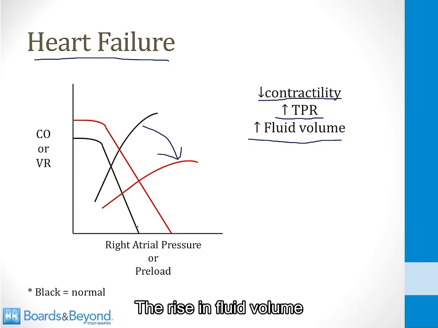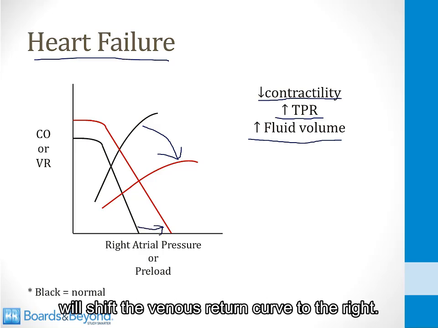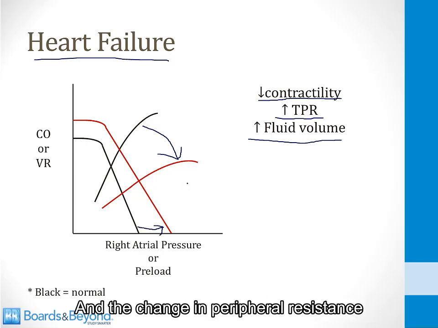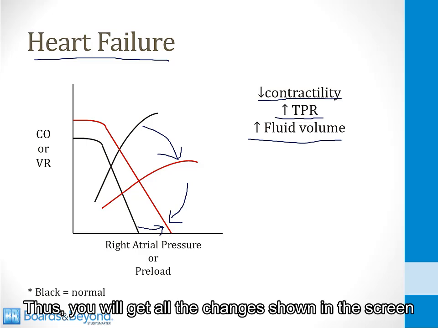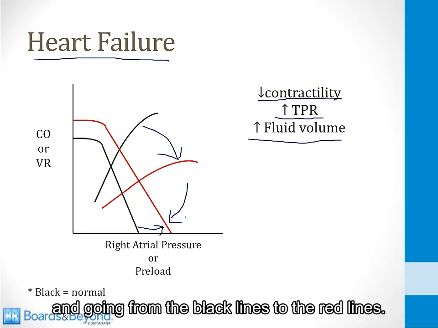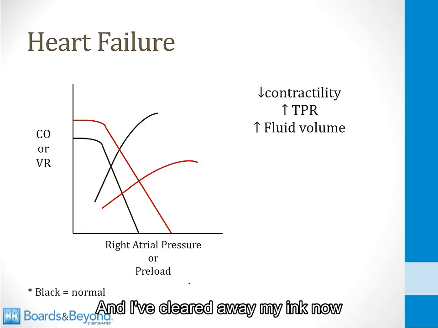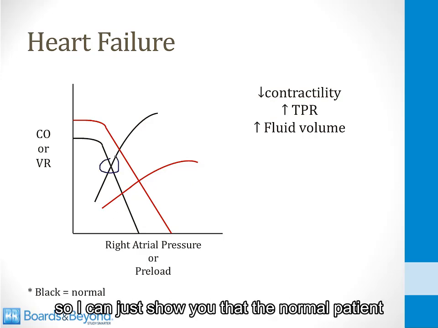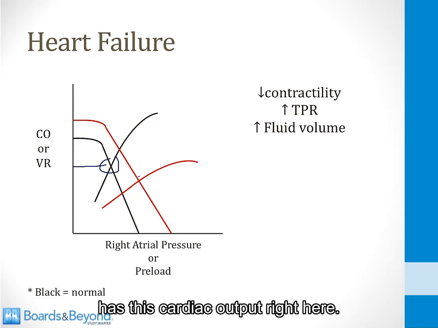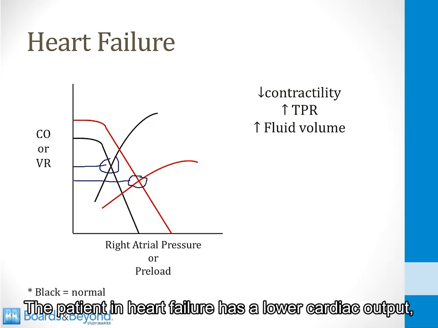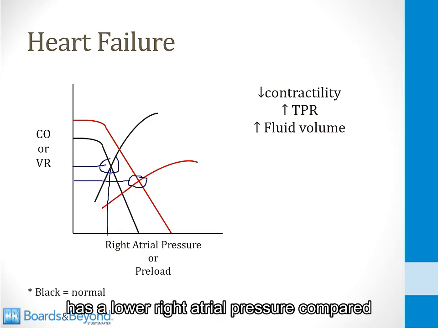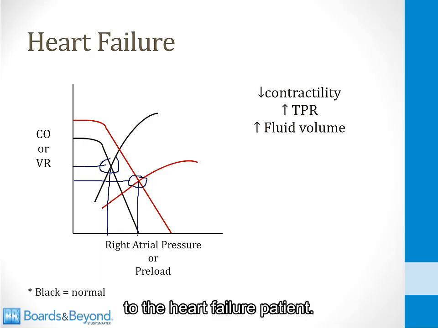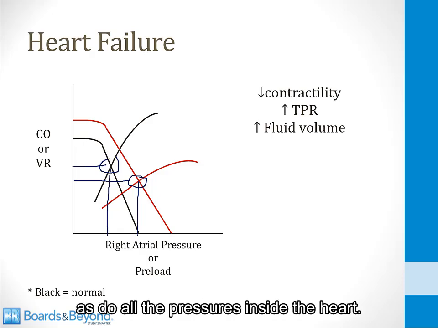The rise in fluid volume will shift the venous return curve to the right, and the change in peripheral resistance will modify the slope of the venous return curve. Thus, you will get all the changes shown on the screen in going from the black lines to the red lines. And I've cleared away my ink now, so I can just show you that the normal patient has this cardiac output right here. The patient in heart failure has a lower cardiac output, and that should make sense to you. In addition, the normal patient has a lower right atrial pressure compared to the heart failure patient, and that's because in heart failure, the right atrial pressure goes up, as do all the pressures inside the heart.